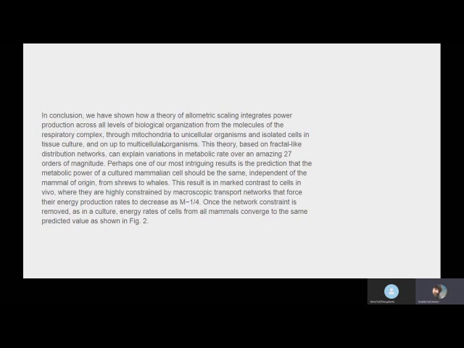Perhaps one of our most intriguing results is the prediction that the metabolic power of a cultured mammalian cell should be the same, independent of the mammal of origin, from shrews to whales. This result is in marked contrast to cells in vitro, or in vivo, where they are highly constrained by macroscopic transport networks that force their energy production rates to decrease as m^(1/4). Once the network constraint is removed, as in the culture, energy rates from cells from all mammals converge to the same predicted value as shown.